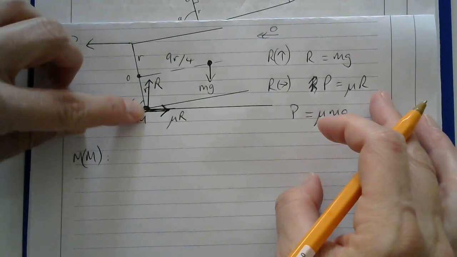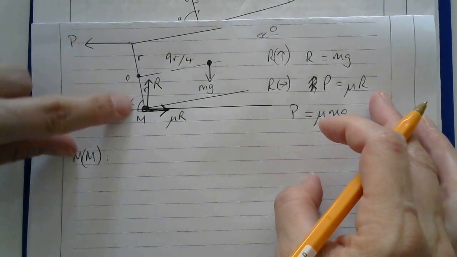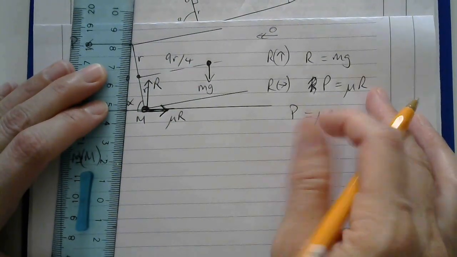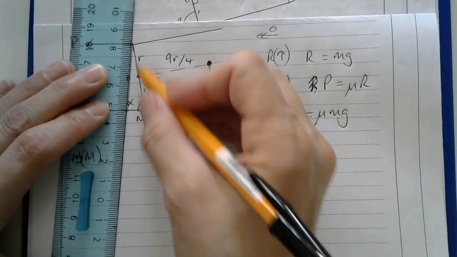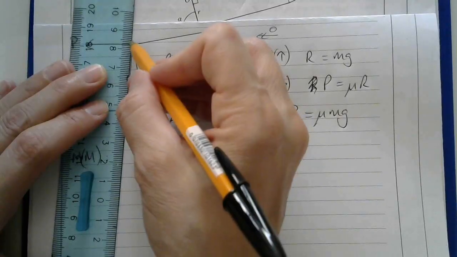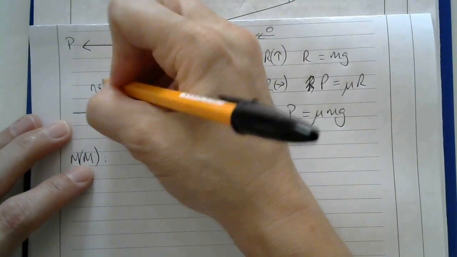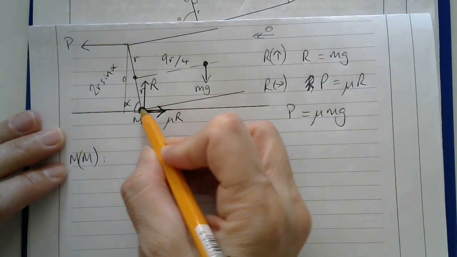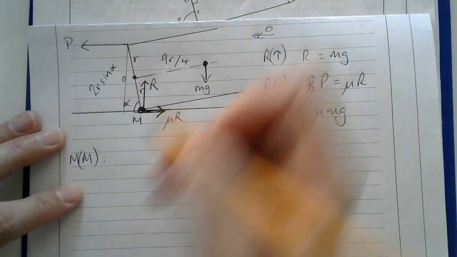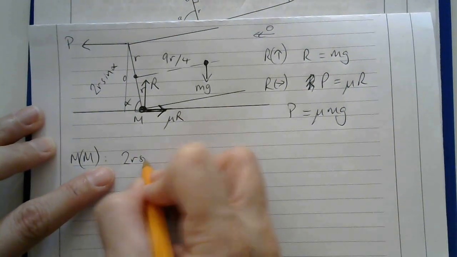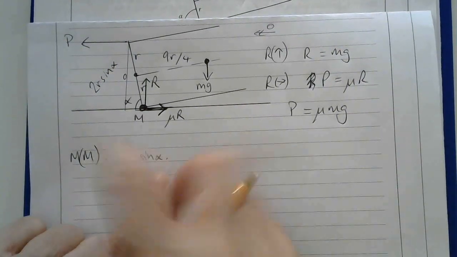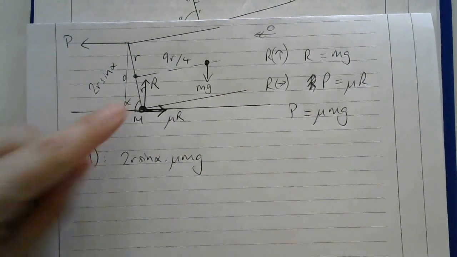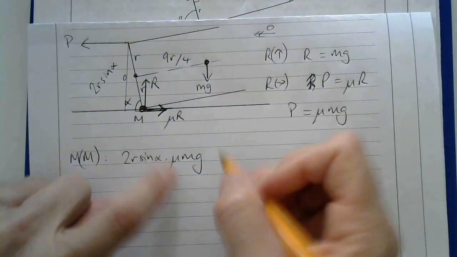this is 2r, this is alpha, so the height will be here, and this will be 2r sine alpha, this height, 2r sine alpha there. And so to do moments from M, I just need to go that distance times P. So I've got 2r sine alpha times P, but P is this. Okay, so that will equal the moment of this force here.